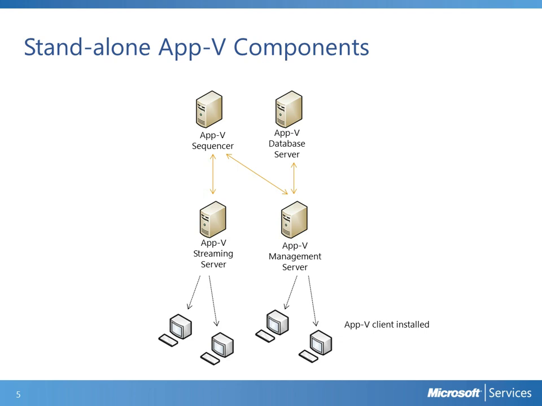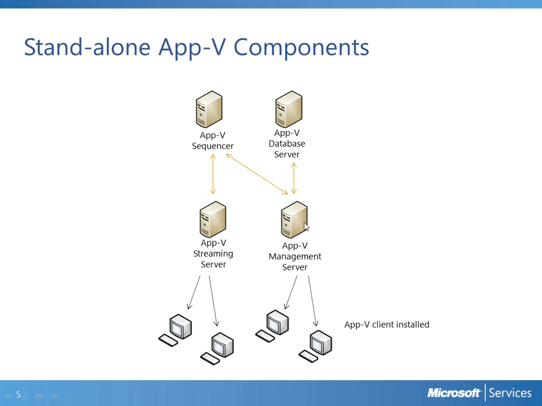So anyway, another component is the streaming server, right? The streaming server is the location that will stream the virtualized app once it's created to the clients, or to the App-V clients. So these are systems that have the App-V client installed. In order for a system to participate in running virtualized apps, it needs to have the App-V client installed. Okay. Then we have the App-V management server and the database.